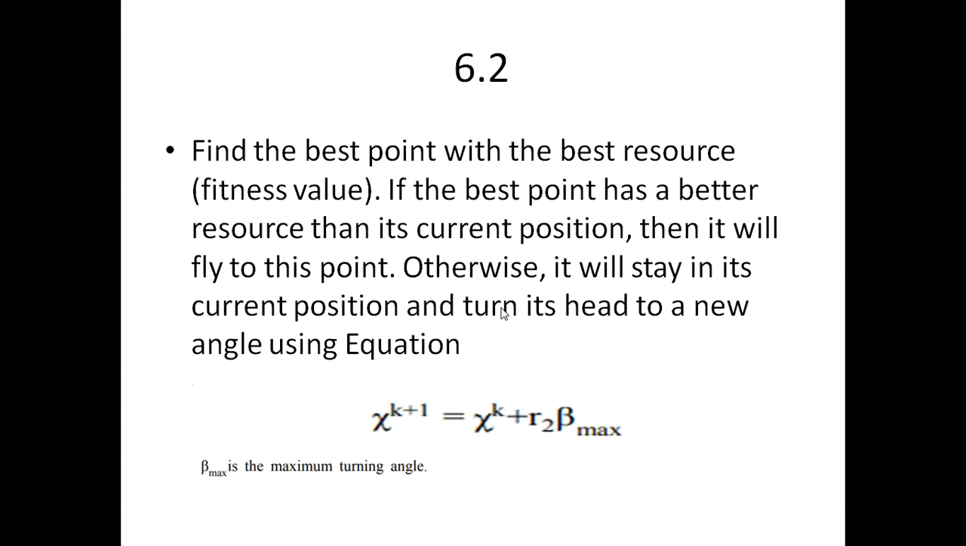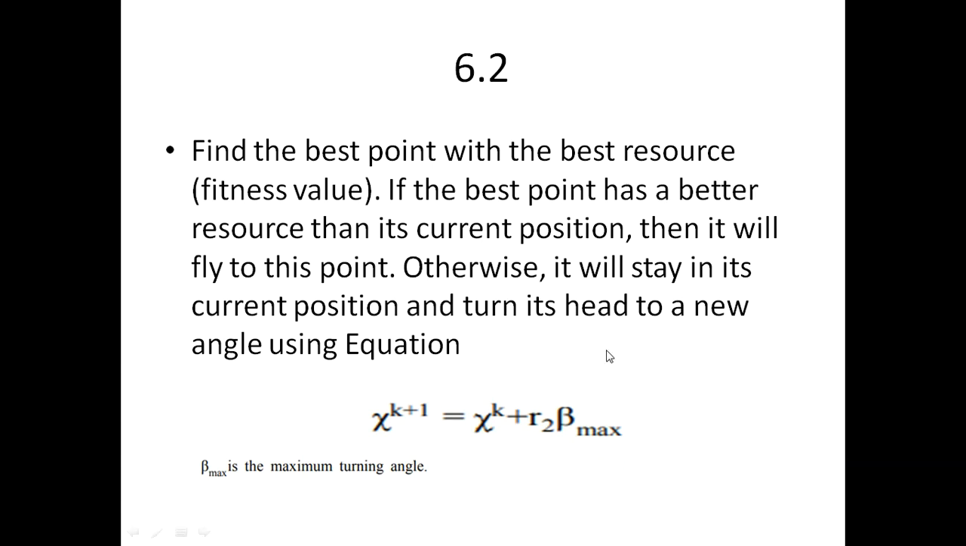After that, we will find the best point with the best resource. If we find a better fitness value, then the best point has a better resource, and the producer's current position will be changed. That specific producer will move to that point. Otherwise, it will stay in its current position and only turn its head to a new angle. For that, we will apply an equation.